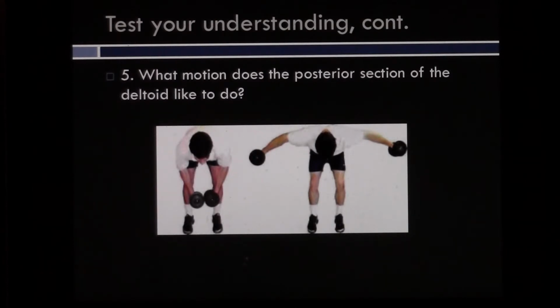So now all we need to do is come up with what joint did that motion, and I bet you can guess that it's at the shoulder. So shoulder horizontal abduction. He's moving in the transverse plane, moving away from the midline of the body. So yeah, the back part of your delts, that's their favorite movement. They like to do shoulder horizontal abduction.